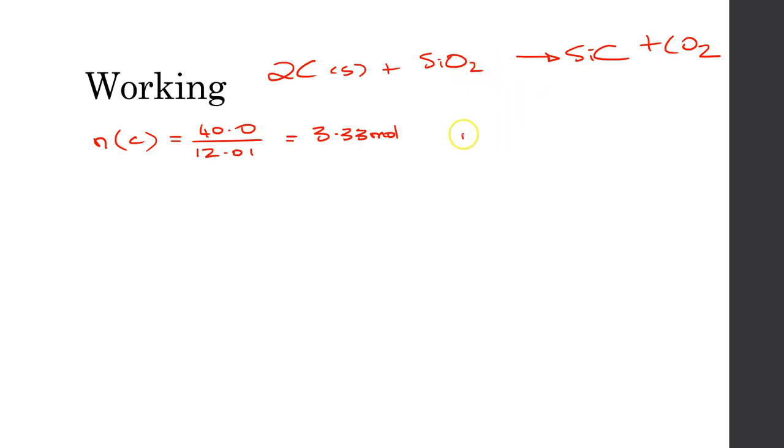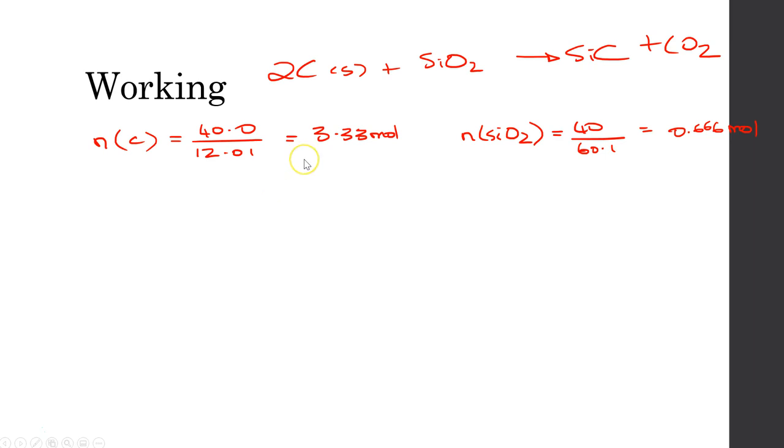Next, I'm going to work out the number of mole of silicon dioxide because I also have enough information to work that out. So it's going to be 40 divided by silicon and the 2 lots of oxygen, which is going to be a molar mass of 60.1 grams per mole. So when we do this, we get 0.666 mole of silicon dioxide that is going to react.